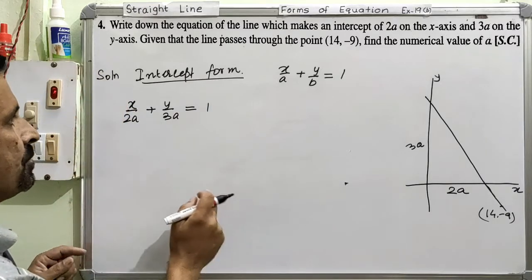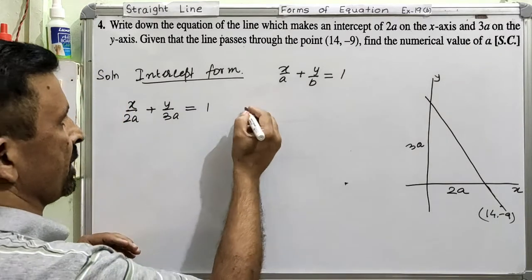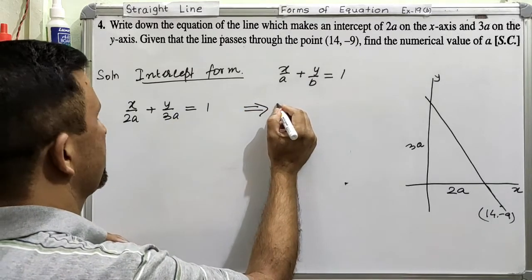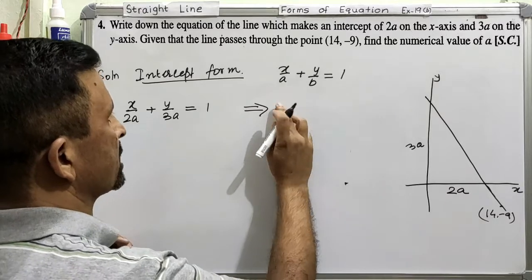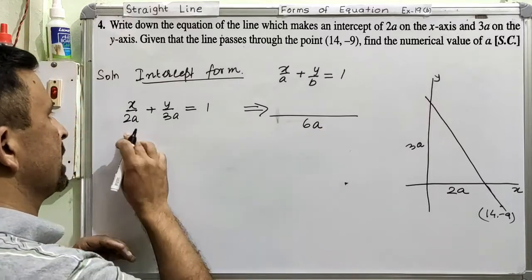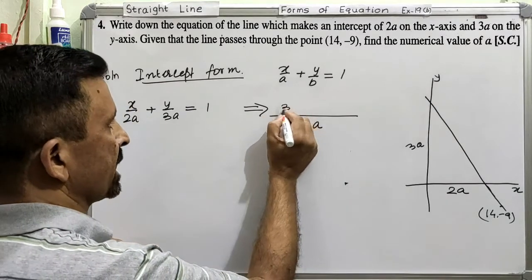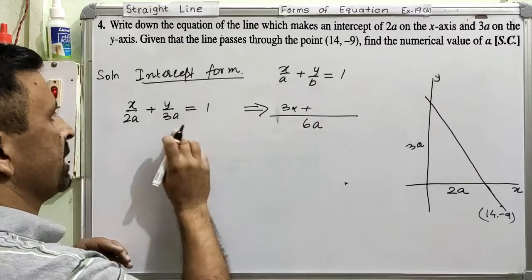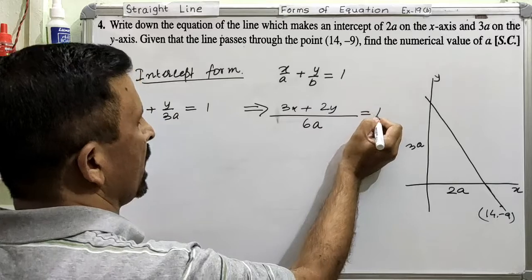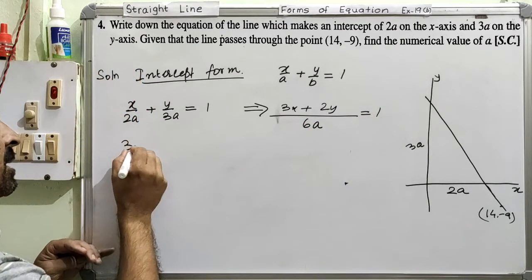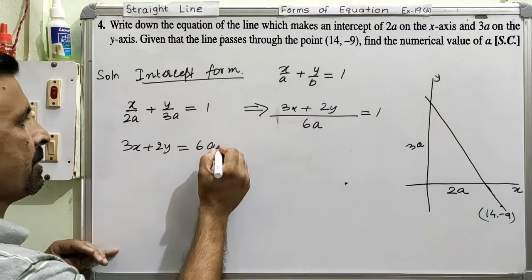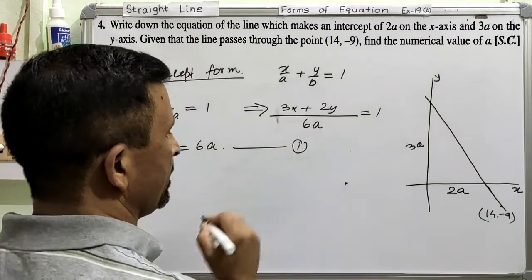So let us put the value. Or first of all, we can simplify. We can go for some more steps. LCM of this will be 6a. Right? 6a divided by 2a will be 3. So 3 into x, 3x, plus 6a divided by 3a will be 2. So 2 into y is 2y, and it is equal to 1. Cross multiply. This is 3x plus 2y is equal to 6a. This is your equation. Name it number 1.